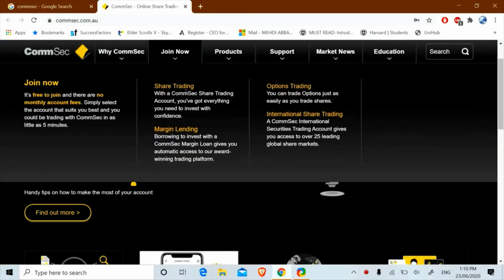One is share trading, which is your basic share trading platform. You can buy stock and you can sell stock. You can keep them for longer to invest. This is all done with your own money.